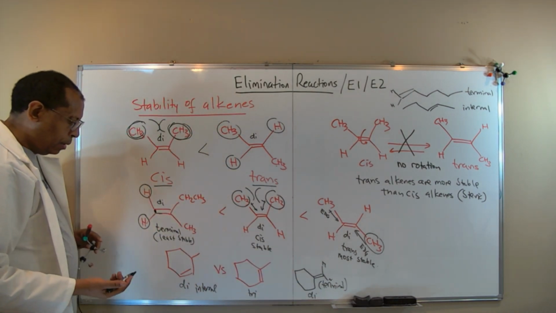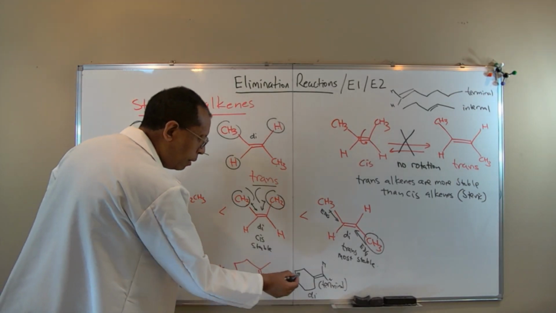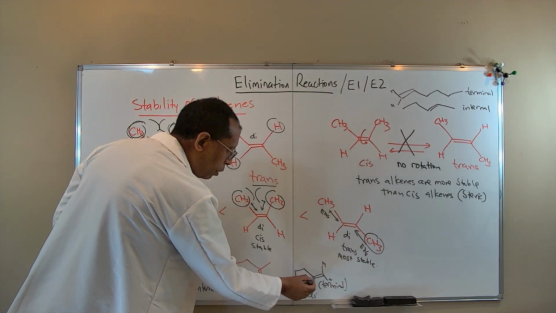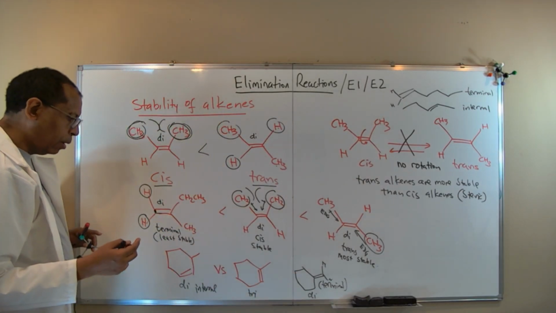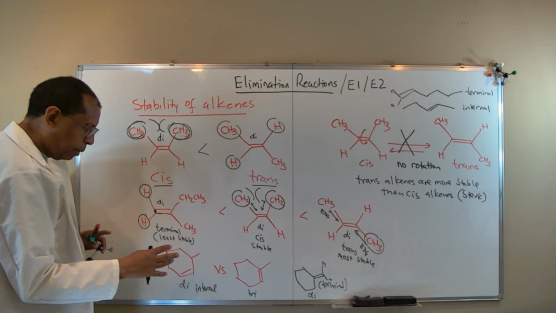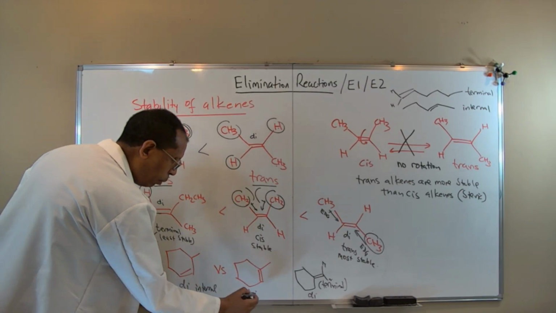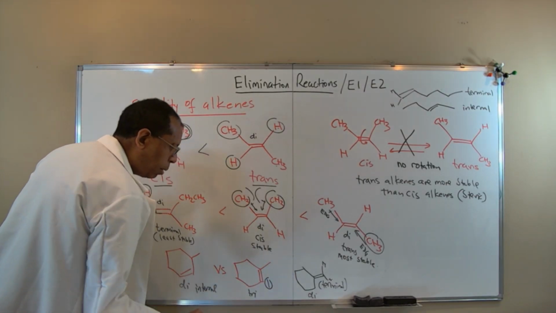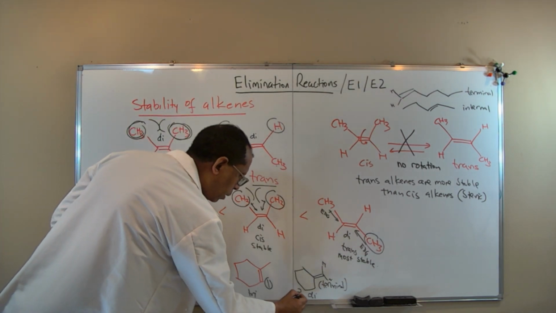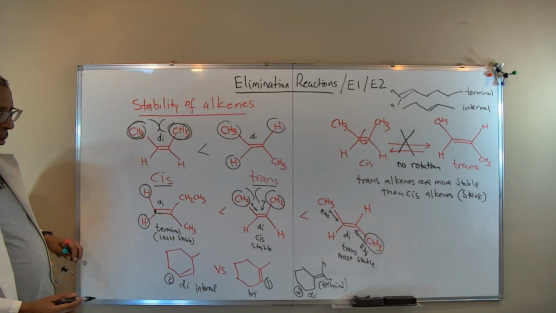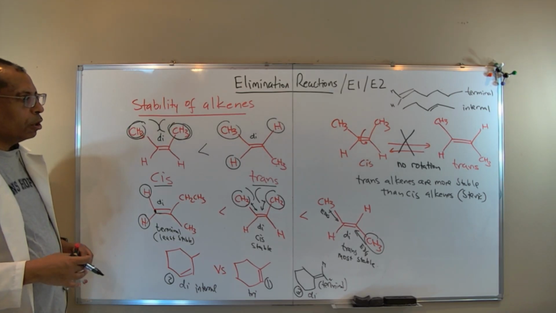So it has both ends with alkyl groups. Both ends have alkyl groups. Here both ends, this is alkyl, but the terminal one has hydrogen. That is the least stable. So in terms of stability, the most stable would be this one, number 1 stable, number 2 stable, least stable is this, number 3. So this is how you would evaluate the stability of an alkene in the formation of alkene products from elimination reaction.